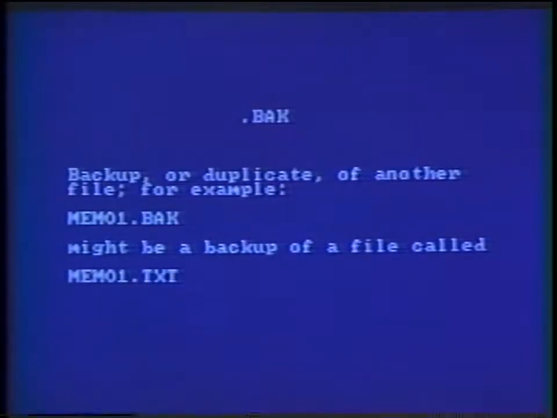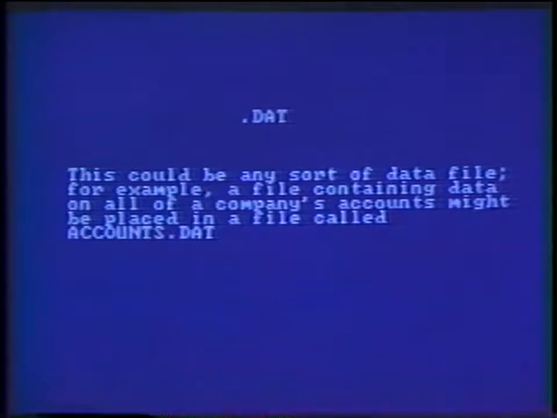.bak, backup or duplicate of another file. For example, memo1.bak might be a backup of a file called memo1.txt. .dat, this could be any sort of data file. For example, a file containing data on all of a company's accounts might be placed in a file called accounts.dat.